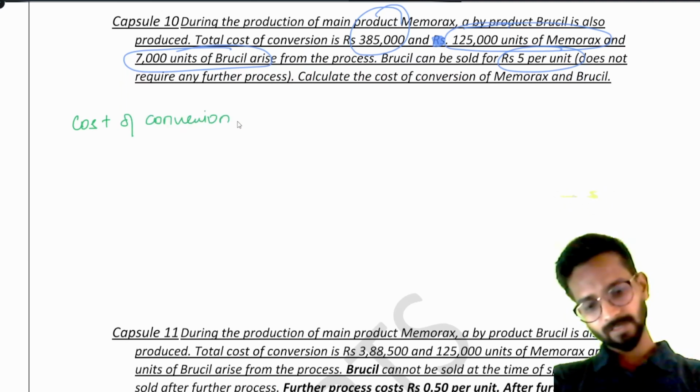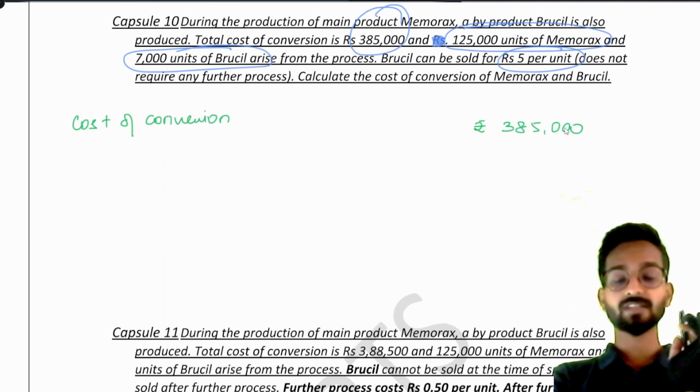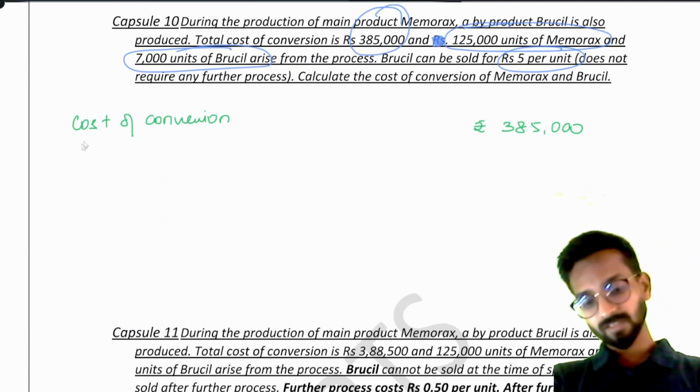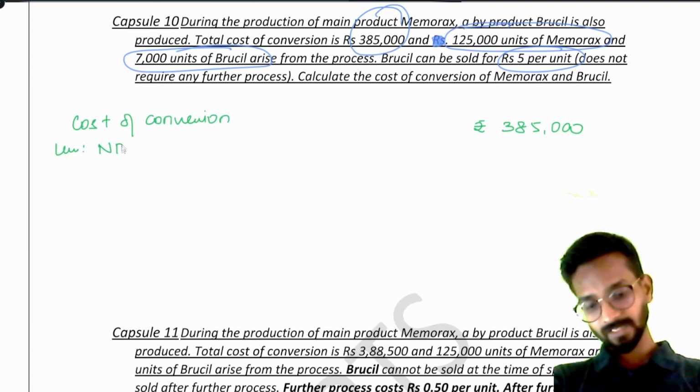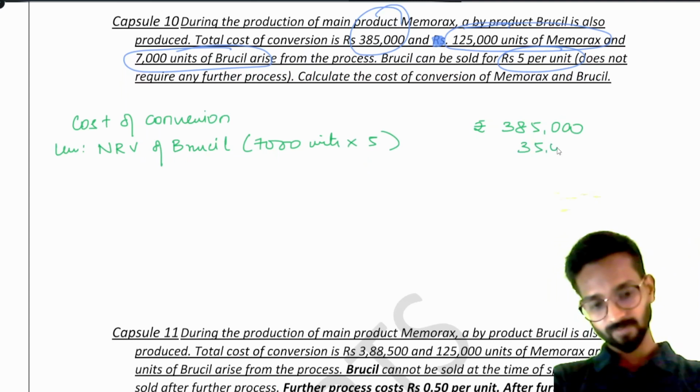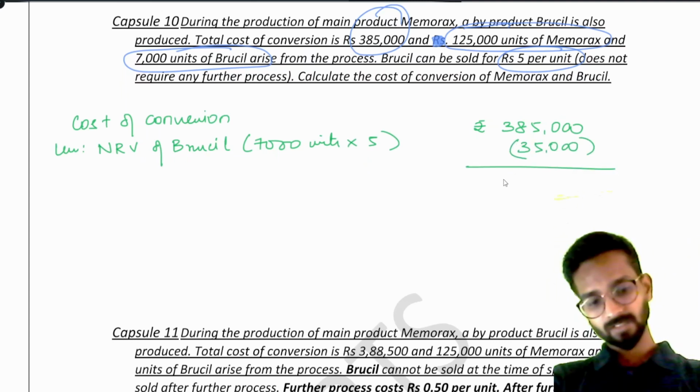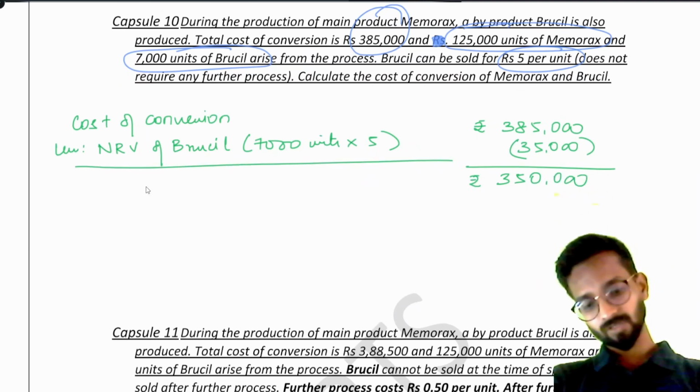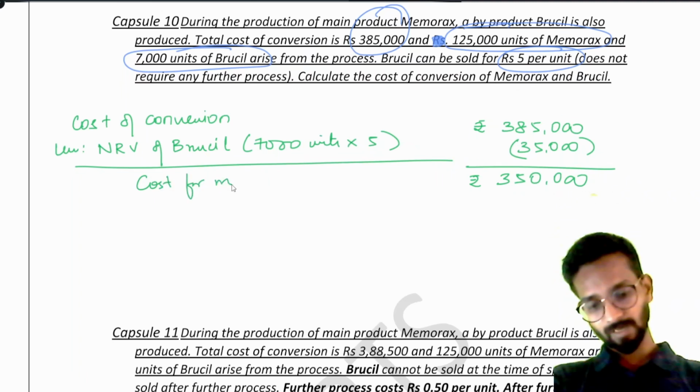conversion is rupees 3,85,000. But sir, your free profit, the byproduct, that is how much? The net realizable value of Brucil. How much money are you earning from your byproduct? 7,000 units multiplied by 5, that is 35,000. So you can say your cost is only 3,50,000 rupees. Understood? So the cost for Memorex is 3,50,000.